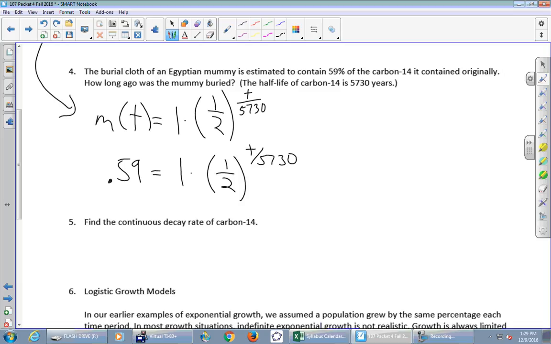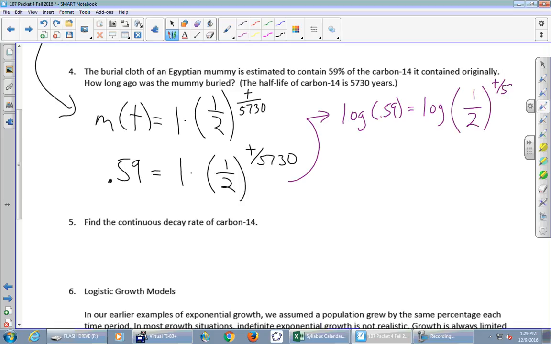To decide how to solve it, we just need to look where the variable is. It's in the exponent. What's the right tool when the variable is in the exponent? Logs. So we'll take the log of both sides. Log of 0.59 equals log of, I won't write the 1 anymore, 1/2 to the t over 5730.